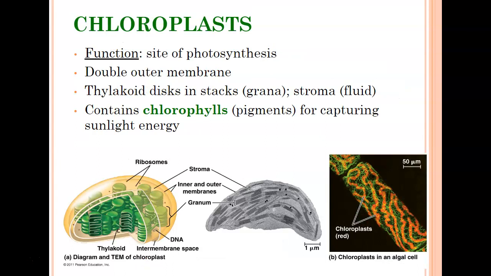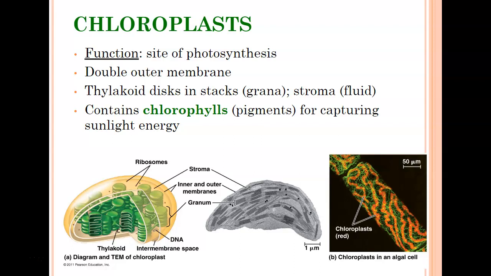A specific organelle that's only found in plants, so that's a key giveaway, is chloroplasts. And chloro means green, or chlorophyll's color. So their job is to be the site of photosynthesis. And photosynthesis only takes place in plant cells.